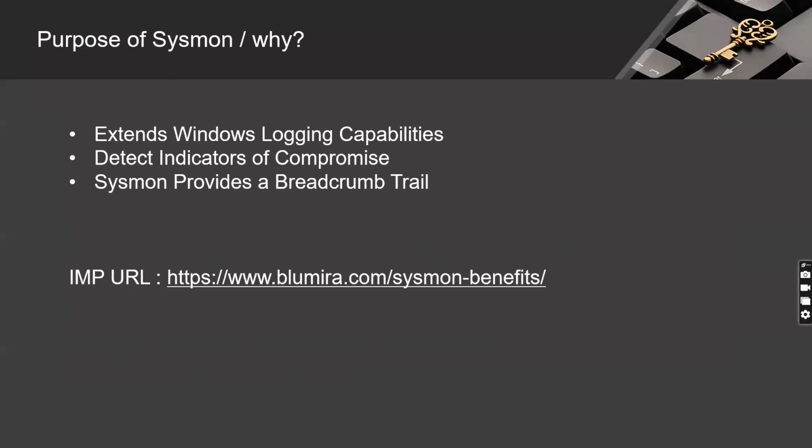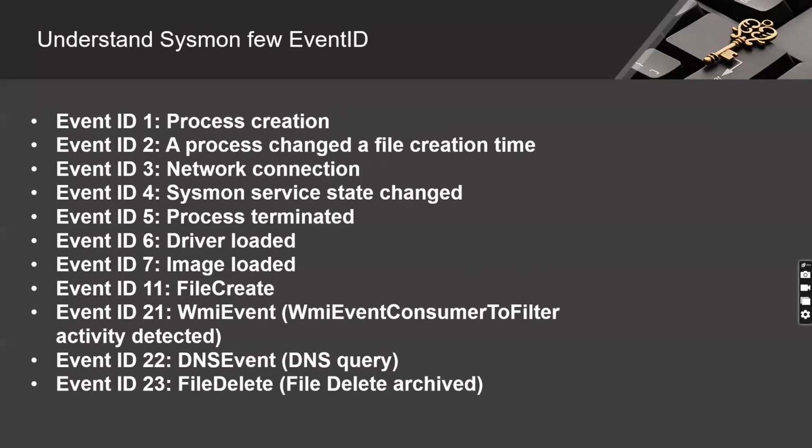If you want to read about more purposes, you can refer to this link. I'm not going to write each and every one, so I've just referred to this link. There are so many event IDs, around 25 to 27. These are a couple of event IDs from Sysmon. Event ID 1 indicates process creation. Even if you open a new browser, that is one process. When you open your browser or something, there are so many programs that run, and it automatically converts into a process.